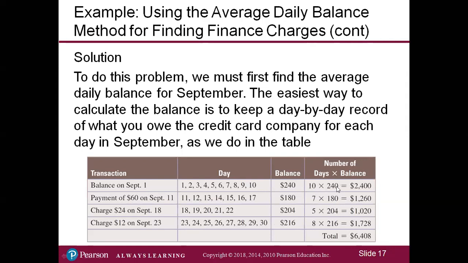For 10 days, we had a balance of $240. For 7 days, we had a balance of $180. For 5 days, we had a balance of $204. And for 8 days, we had a balance of $216. When we sum up the total, we had a total for each and every day summing to $6,408.